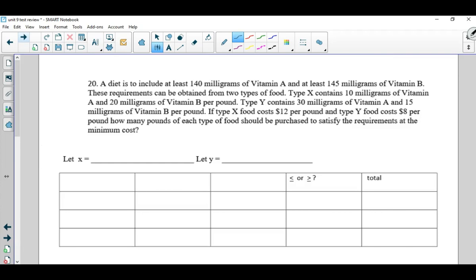All right, diet pill, at least 140 milligrams of A and 145 of B. Well, let's look at the final question. If type X costs $12 and type Y costs $8 per pound, how many of each type of food should be purchased? Now again, people get confused and don't know whether they should put at the top A, B, vitamin A, vitamin B, or type X, type Y. If you look though, it says, what type of food? That tells you that this must be X and Y up here.